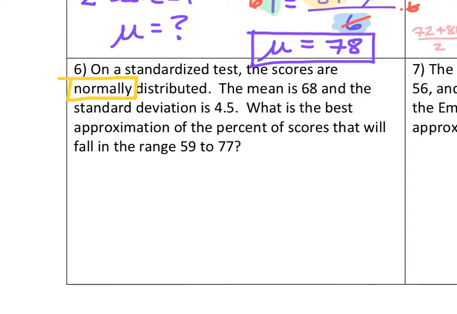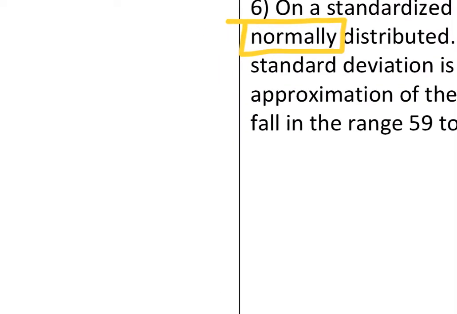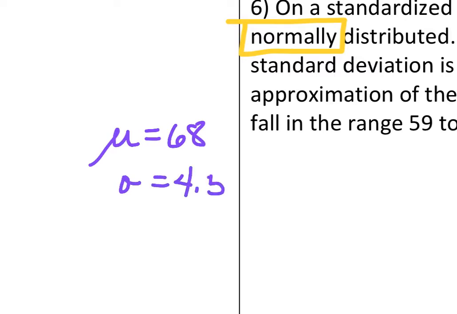So anyway, the mean here is 68, and we're told that the mean is 68 and the standard deviation is 4.5. And it's looking for the number of scores or the percent of scores that fall between 59 to 77.